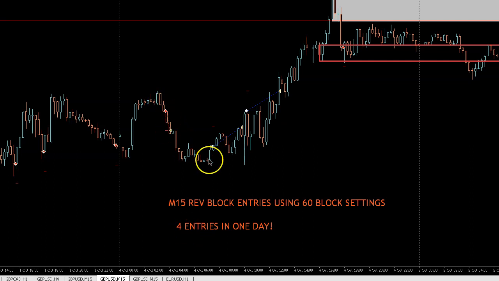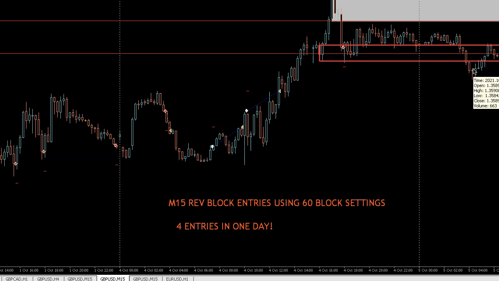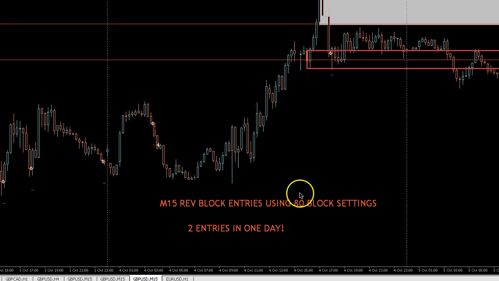So in here again, they were all winners, 3 winners, and in here on the same day was not a winner, but you would have gotten it again on the next day. So this is 4 entries in one day using the 60 settings on the block. Now, what if I increase this to 80? Now the block was increased to 80 and we only got 2 entries in one day.